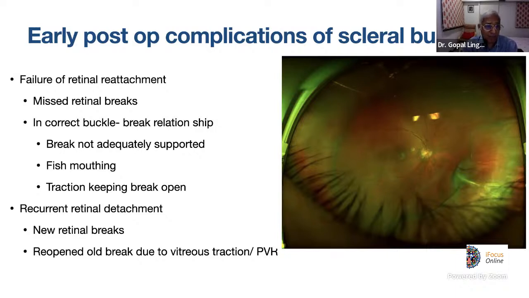So if the break is not adequately supported, because of incorrect buckle-break relationship or fish mouthing, that can lead to a recurrence of detachment. Your break is well positioned, there is no fish mouthing, but the traction can keep the break open. That is because the vitreous traction is too much. Then, of course, you have to go in and do vitrectomy. Recurrent retinal detachment means there's a difference between persistent retinal detachment and recurrent retinal detachment. Persistent retinal detachment means your primary detachment itself is still persisting.